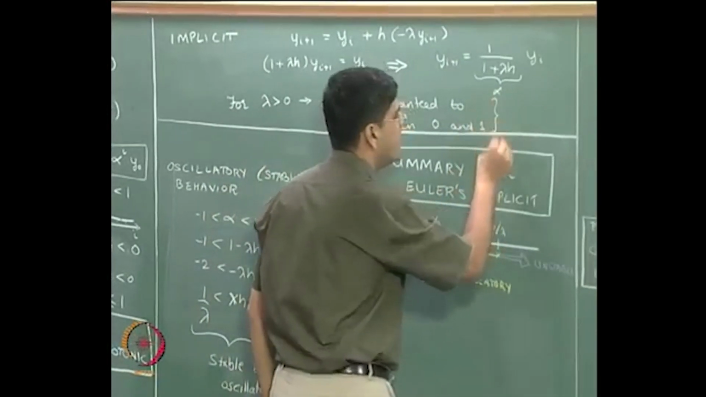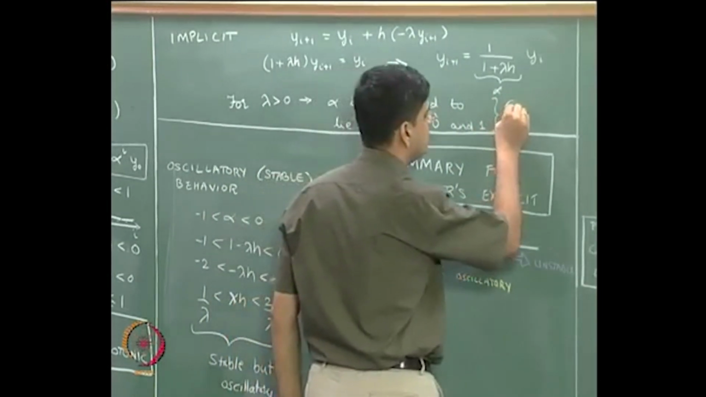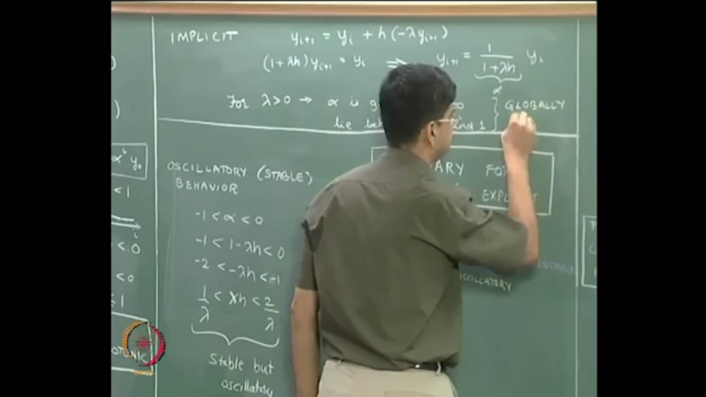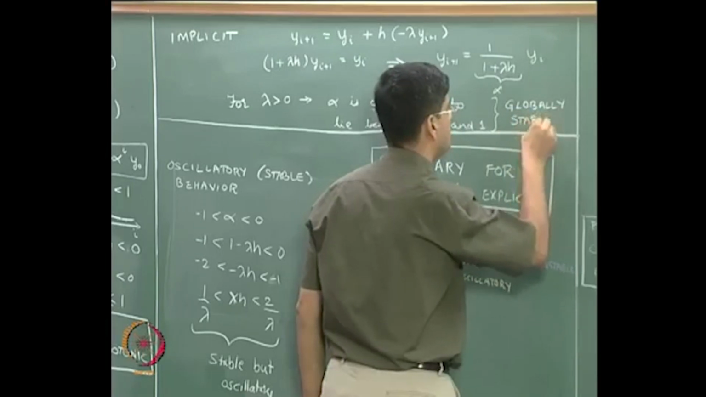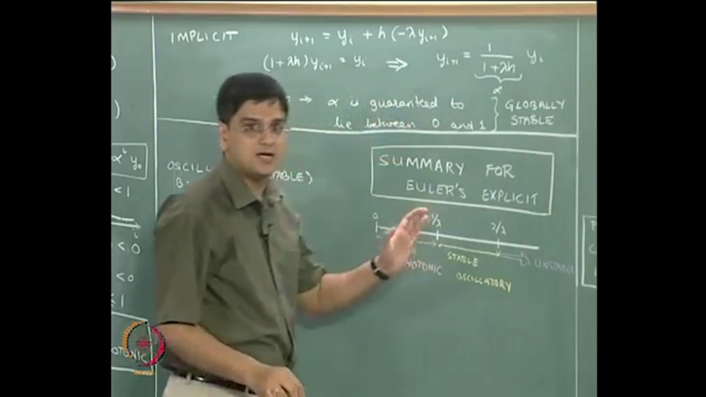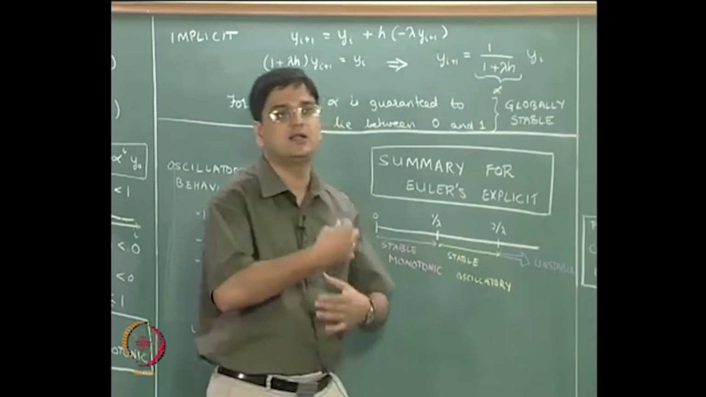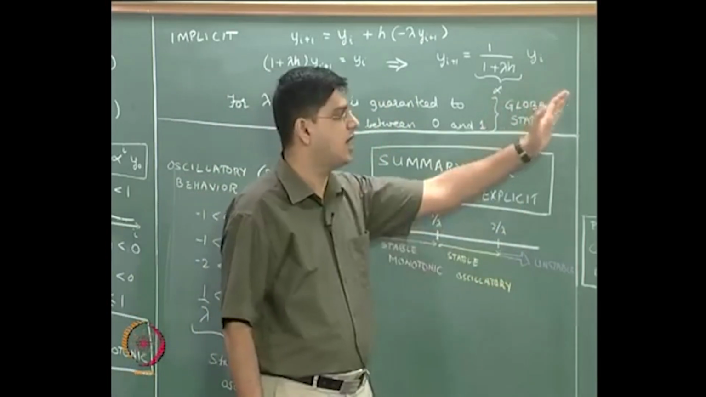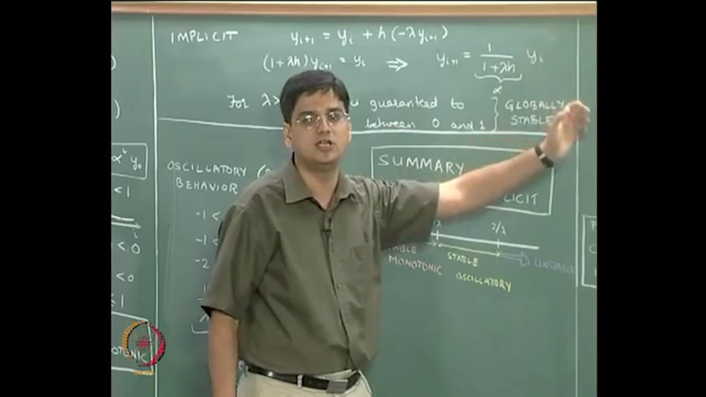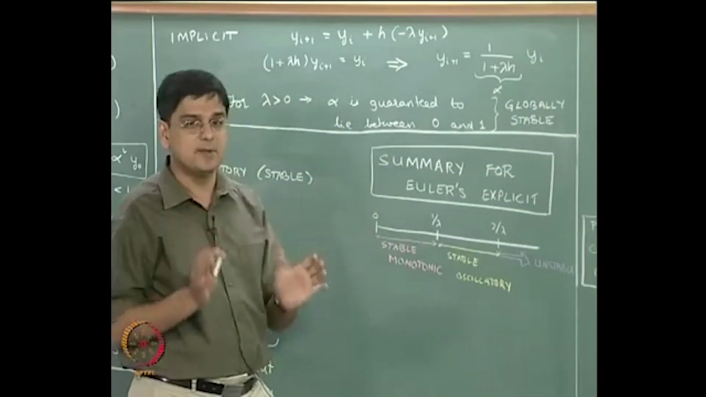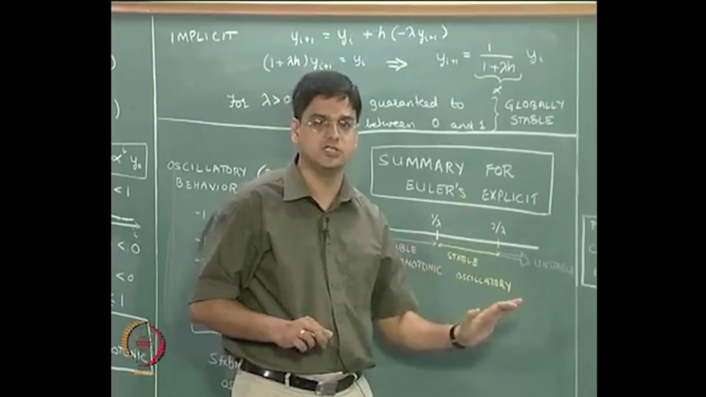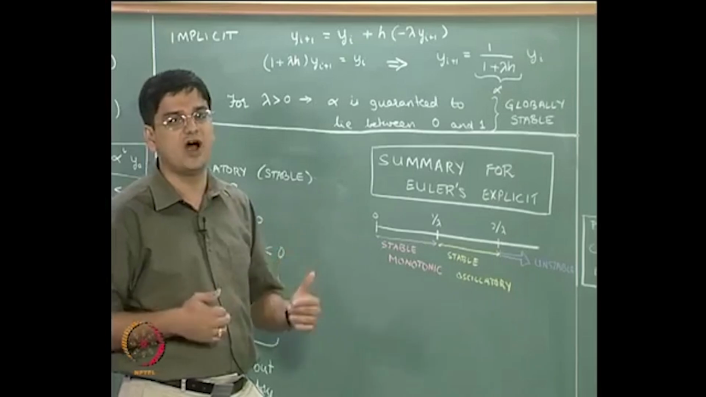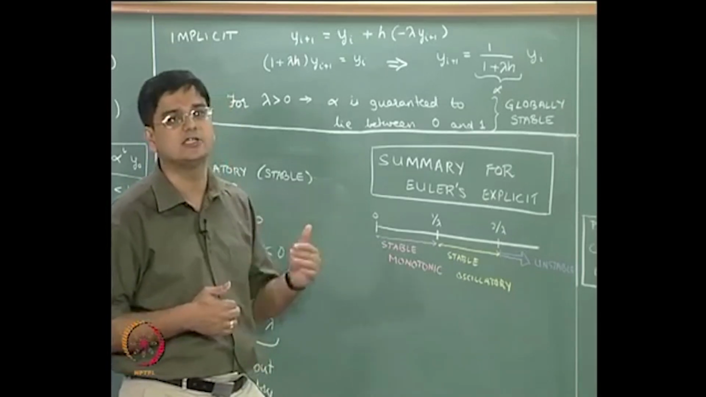Because alpha will lie between 0 and 1, this method, the implicit Euler's method, is what we call globally stable. Okay. So no matter what value of h you choose, no matter how large a value of h we choose, we will always get the implicit Euler's method to be stable. Stability does not say anything about accuracy. So this stability property is the reason why the implicit methods are actually used.